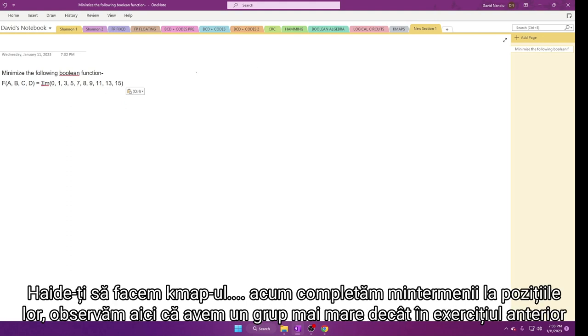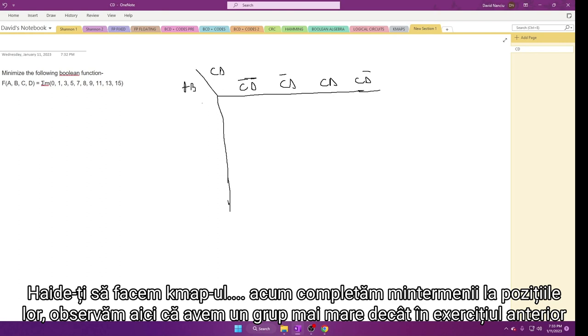Let's create the k-map. K-map right here. Alright, oh sorry. Okay, we have AB, CD, not C, not D, not C D, C D, C D negated. Alright, then we get not A B, not A B. Not A, not B here actually. Not A B, A B, and A B negated.